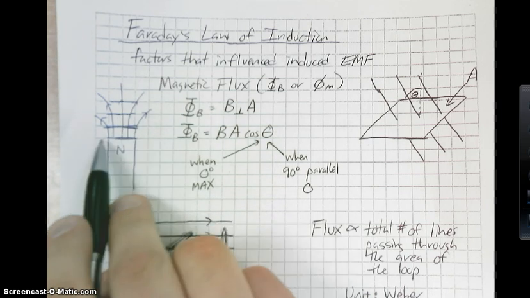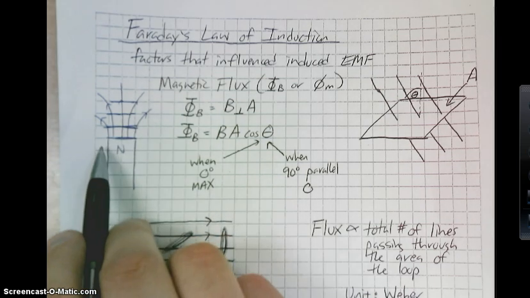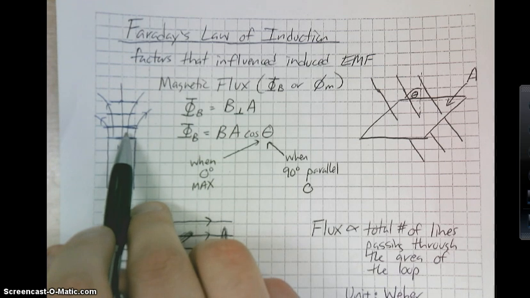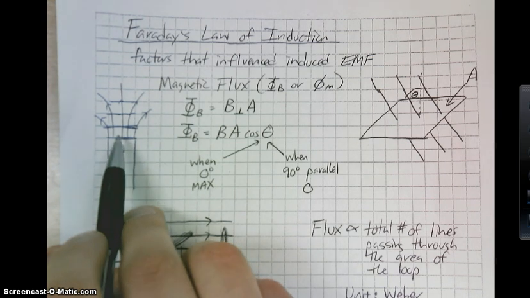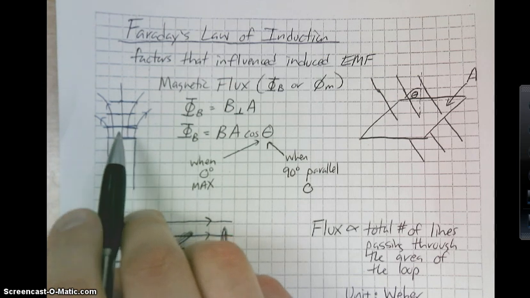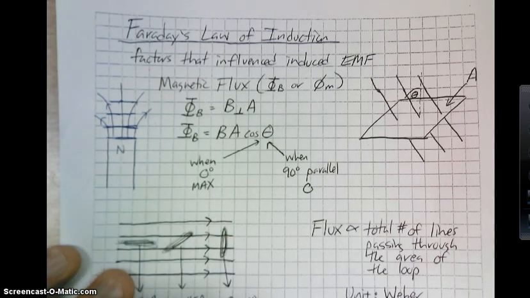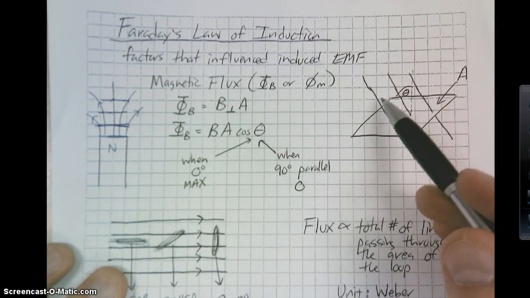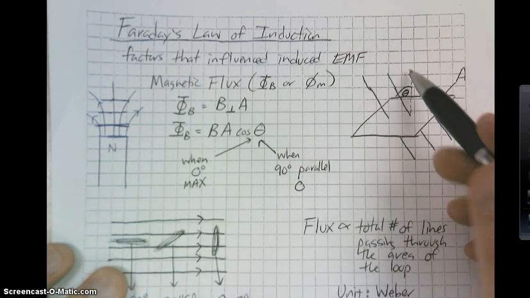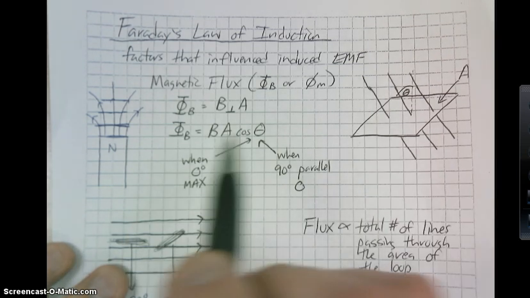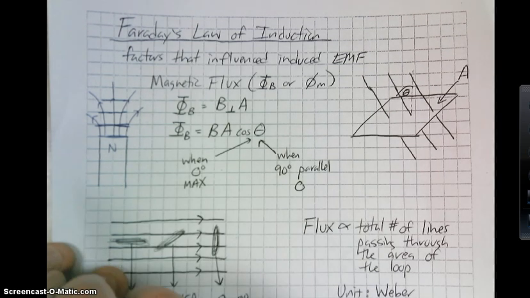So essentially, magnetic flux is how many of those lines, or how much of the magnetic field, is actually passing through the area where we're trying to induce our EMF. I've got another picture over here that just has a flat sheet, and then lines traveling through it. The amount of lines is proportional to what's called the magnetic flux.